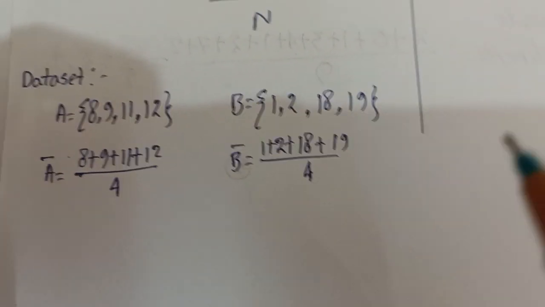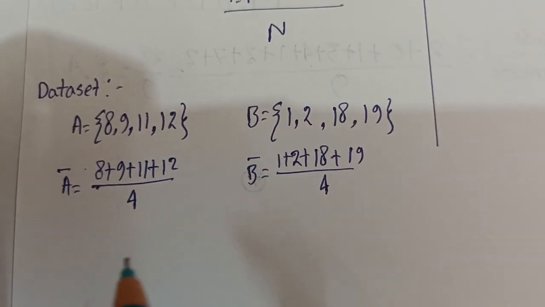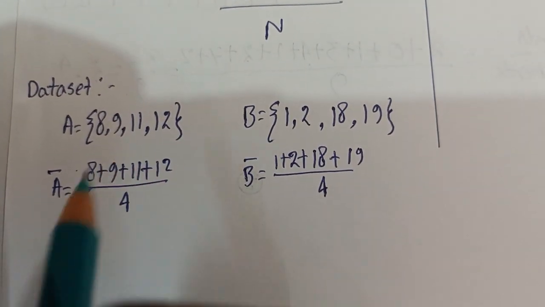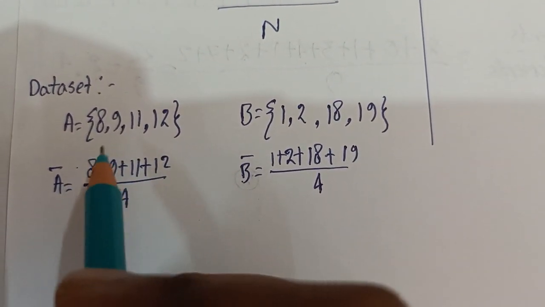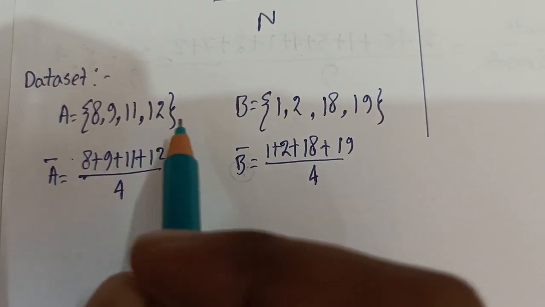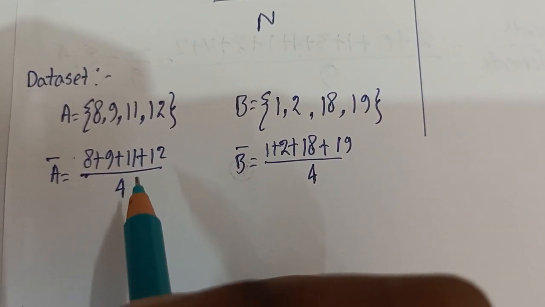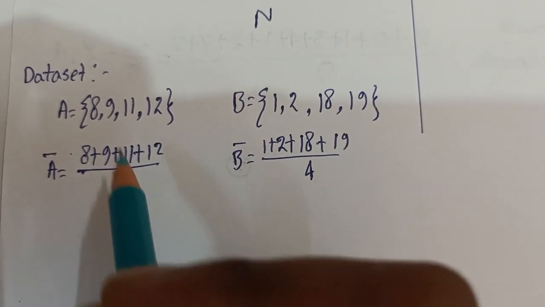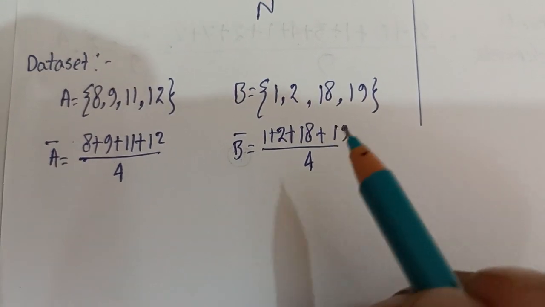If you don't know how to calculate a mean, median or mode, you can go to my previous video and watch it. I have discussed it with a nice example. So let's get back to our topic. We are calculating the mean: 8 plus 9 plus 11 plus 12, that is the sum of the elements, divided by the total number of elements. There are 4 elements, so I will write 4.